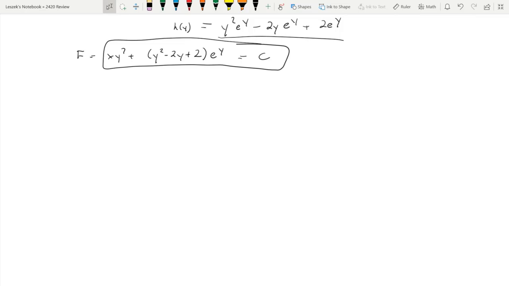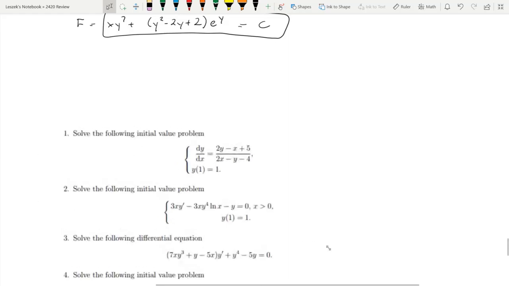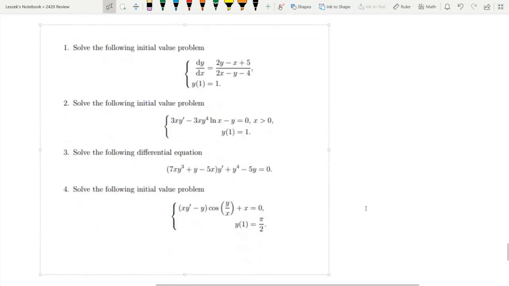Homogeneous and non-homogeneous examples, please. Okay. Well, non-homogeneous is a broad category because that's everything that's not homogeneous, but I think you just meant homogeneous. Huh, let me see if I can pull out some problems then.